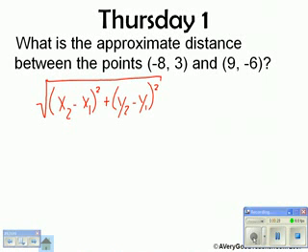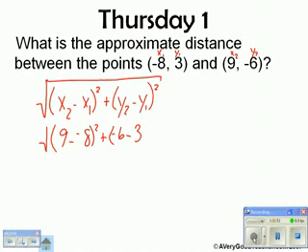So we have two coordinates. We have our x1, y1, and x2, y2. So we plug in, right? What is my first one I'm plugging in? It would be 9 minus negative 8, squared, plus negative 6 minus 3, squared. My square root.